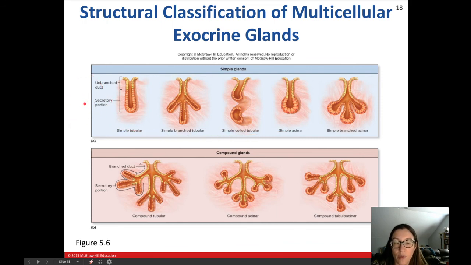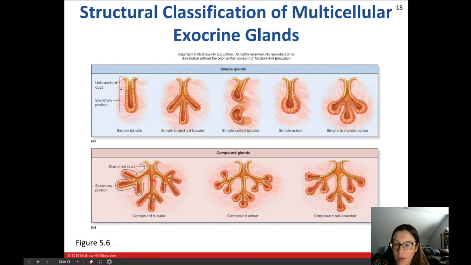We're going to talk a little bit more about the functional classifications next, and that's what I'll definitely be asking questions about. And so these are more the simple glands that we'll talk about, like in the skin, whereas these compound glands are going to be found for bigger glands, like the mammary glands and the salivary glands and things like that, where they are a lot more complicated. The ducts themselves are branched, whereas the little acinar portions are not branched.